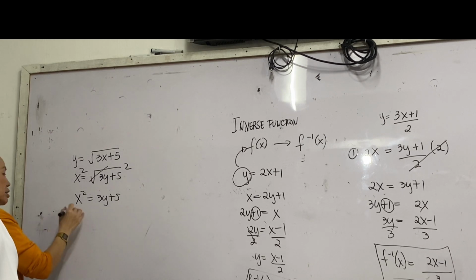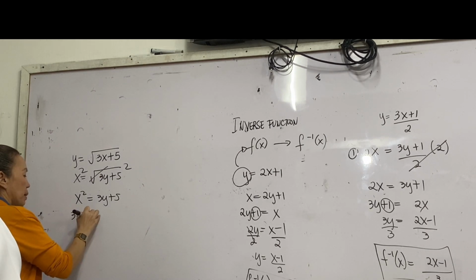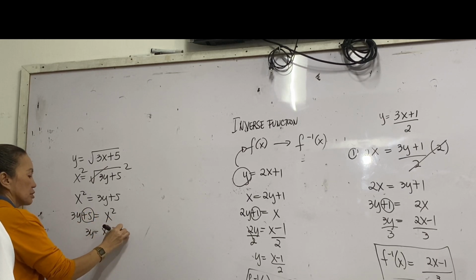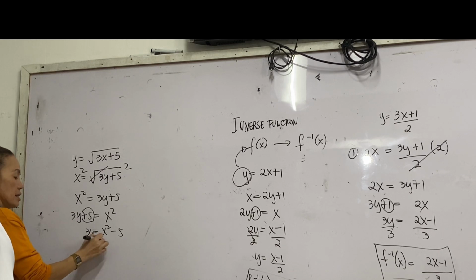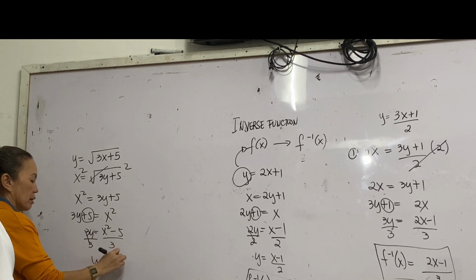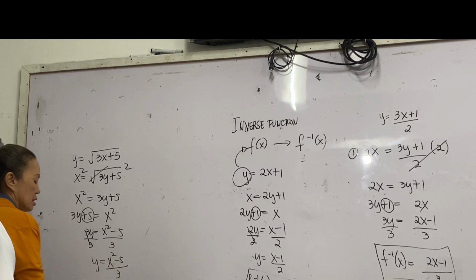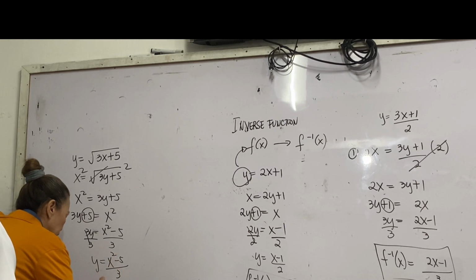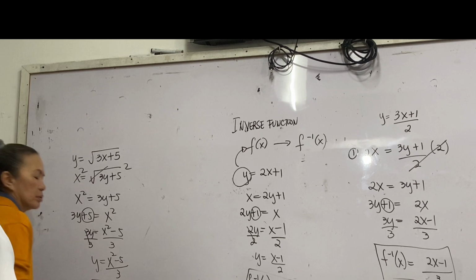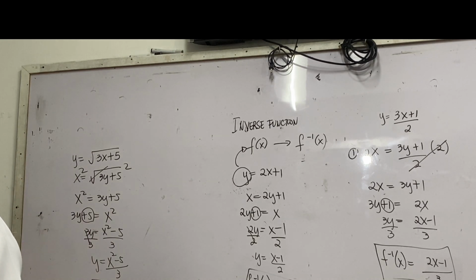And then we interchange. 3y plus 5 is x squared. Lipat itong plus 5. 3y is x squared minus 5. And then both sides, divide by 3. y is (x squared minus 5) over 3. So we have f raised to negative 1 is (x squared minus 5) over 3. Ayan po. Nagkakaintindihan po ba?